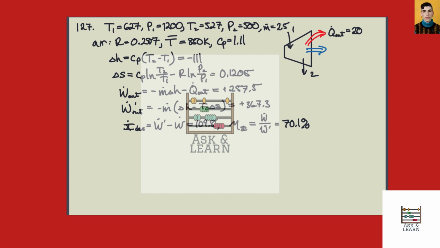Now, we have heat transfer out of this turbine, and we're told in the problem that we estimate that to be 20 kilowatts. So the energy balance says that the work out equals the negative of the mass flow rate times the change in enthalpy from here to here, minus the rate of heat loss. And we know all of this stuff now, and we wind up with the work coming out being 257.5 kilowatts.